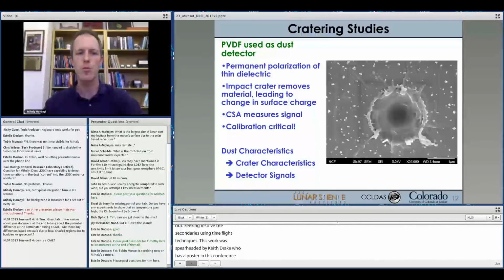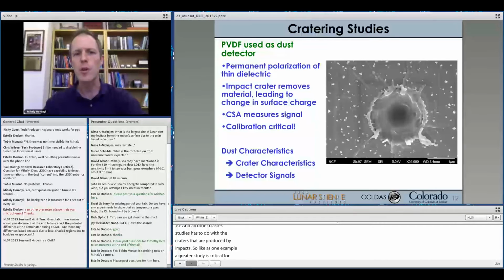Now, a whole other class of studies has to do with the craters that are produced by impacts. So, as one example, cratering studies are critical for understanding the response of this material PVDF, which can be used as a dust detector.